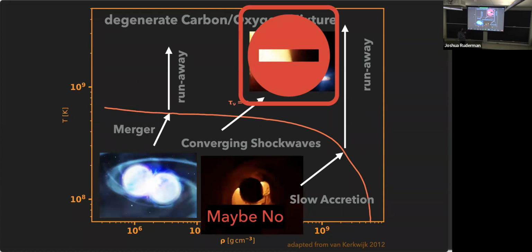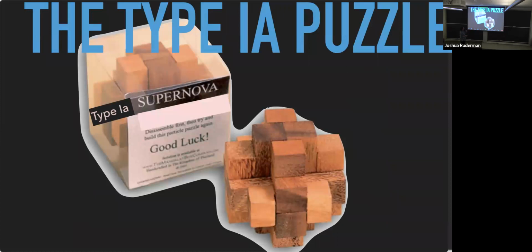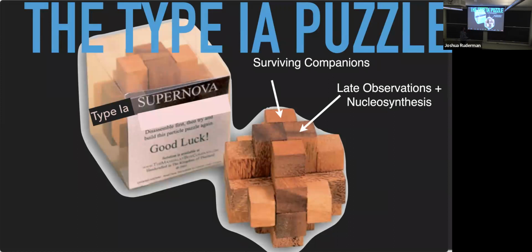So maybe the secondary somehow explodes, and there's a new paper out by Rüdiger Pakmor that explores this. And so maybe it is the other scenario, but then the question is, what prediction does it make, and how do we rule this out? I think the Type Ia puzzle has multiple things. As I said, surviving companions is one of them.